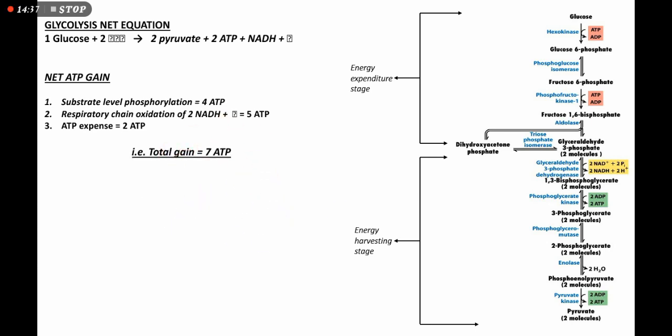This net gain is very popularly asked by examiners. So that is all about glycolysis. In the next part of my video, I will tell you about the special cases in glycolysis when the reactions deviate from their normal pathways, like in RBCs, in the formation of 2,3-BPG. I will tell you about that, and also about other different things.